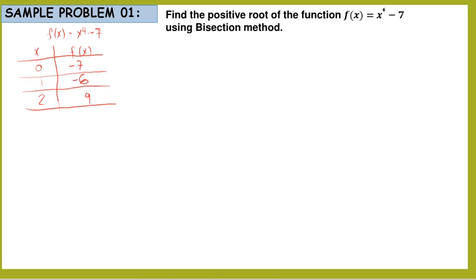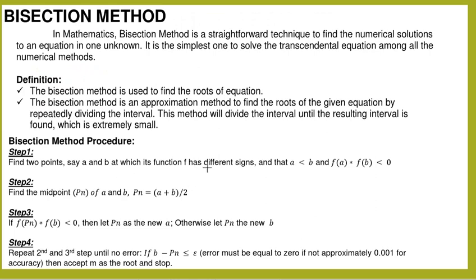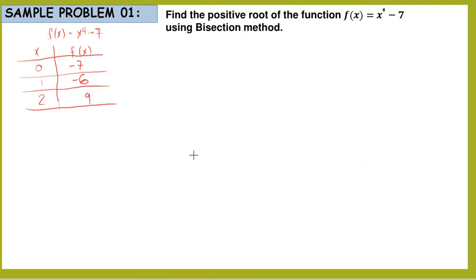So ang sabi natin dito, yung function has different signs and that a, yung point a natin is less than b and yung function of a multiplied by the function of b is less than 0. So looking at this equation, hindi natin pwedeng kunin yung 0 and 1 as points, di ba? Kasi pag minultiply nyo yung function of 0 and function of 1, that would result to a positive value and that is not less than 0. So kailangan natin yung product of the function of 2 points is less than 0.